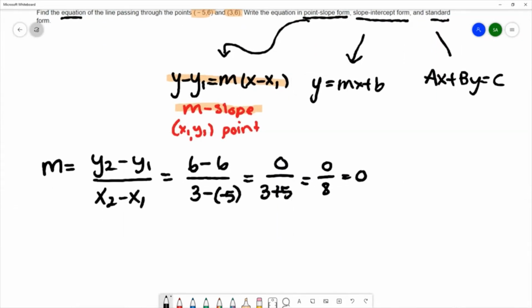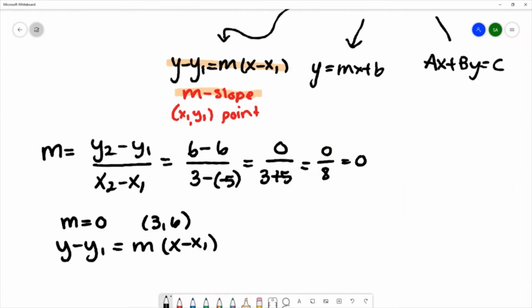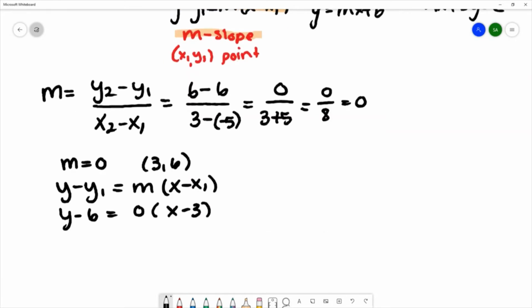So using a slope of 0 and one of the points, it doesn't matter which one, I'm going to choose the one that just has positive values. We'll substitute those into our point slope form. Y minus y1 equals m times x minus x1. We have y minus 6 equals 0 times x minus 3. And 0 times anything is 0, so we have y minus 6 equals 0 for our point slope form. So this is our point slope form.